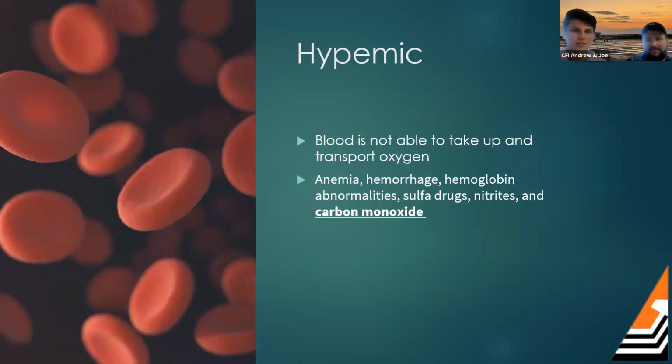But then we'll move on to the next one, which is hypemic hypoxia. This is when your blood is not able to take up and transport the oxygen. This could be from abnormalities, sulfa drugs, nitrates, and also carbon monoxide, right? You can't get enough oxygen to move throughout your body through your bloodstream.